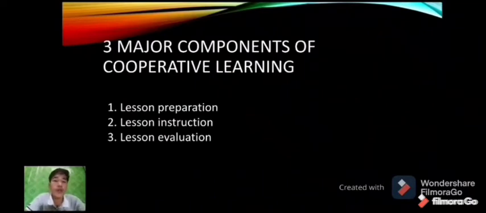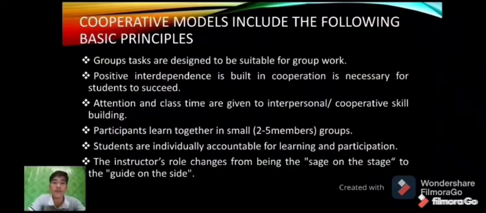We have 3 major components of cooperative learning. First, lesson preparation. Second, lesson interaction. And last, lesson evaluation.